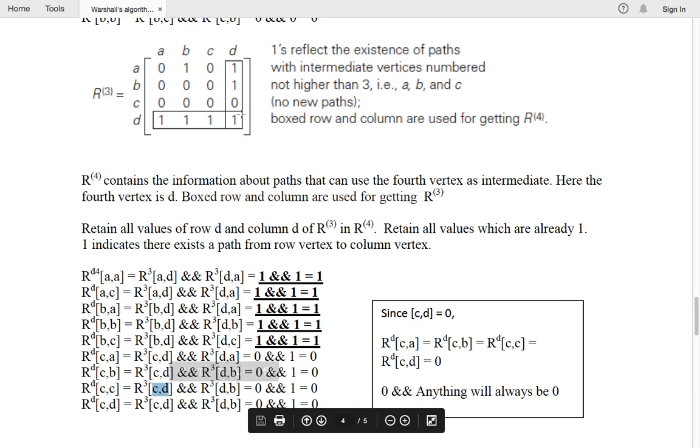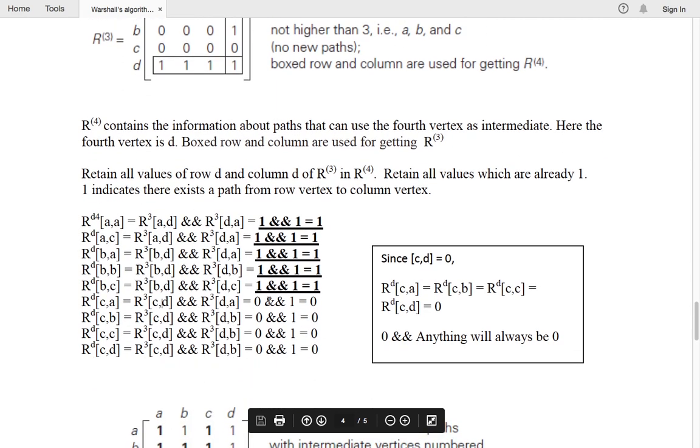So C to D is 0. So 0 and anything will always be 0, so I can just write it directly. 0 and anything will always be 0 because CD is 0. So while solving the problem, if you get something like this, you can just ignore and write directly 0.